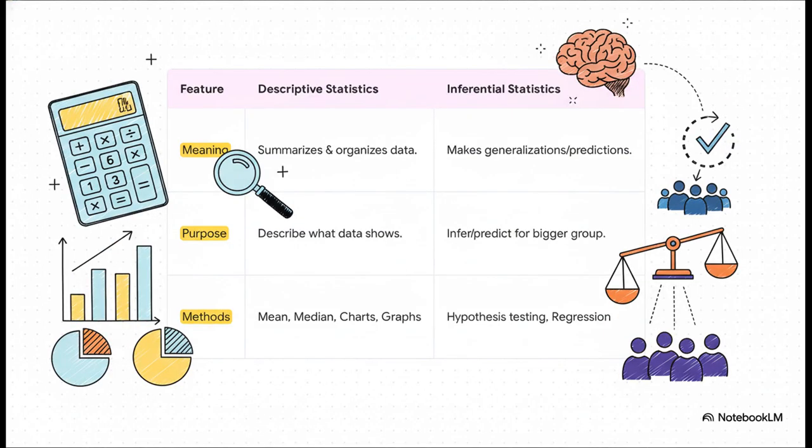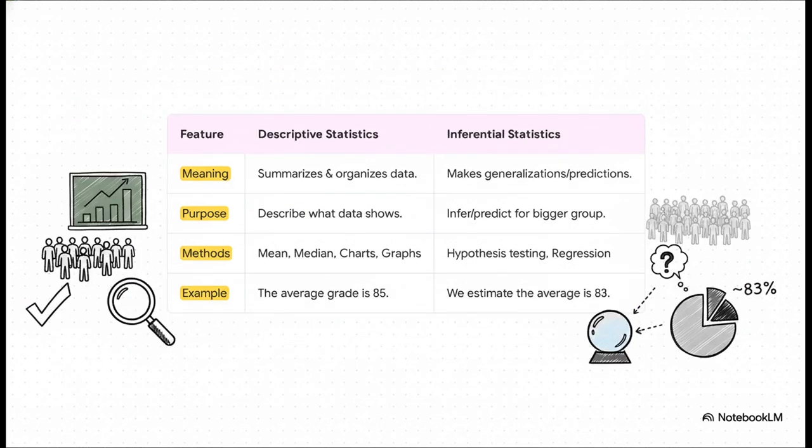And of course, they use totally different toolkits to get the job done. Descriptive uses really straightforward tools we all know, like mean, median, mode, and visuals, like charts and graphs. But inferential? It brings out the heavy machinery, like hypothesis testing and regression, to make those smart guesses with some level of confidence. So let's wrap this up with the clearest example.